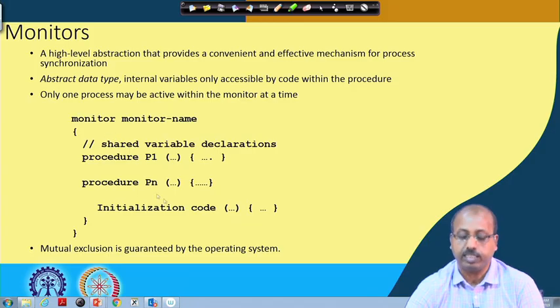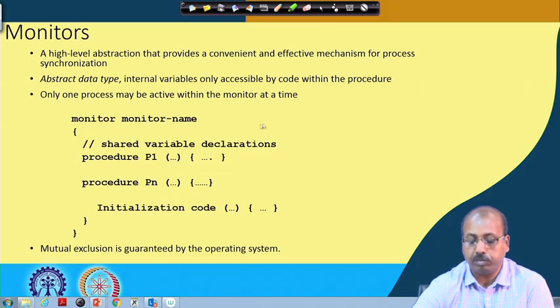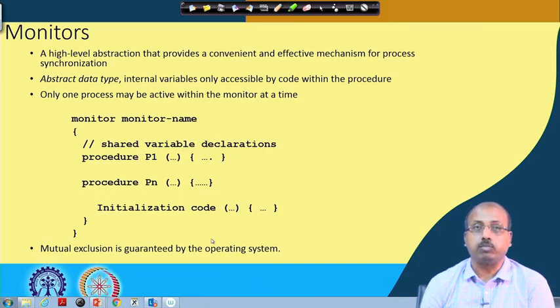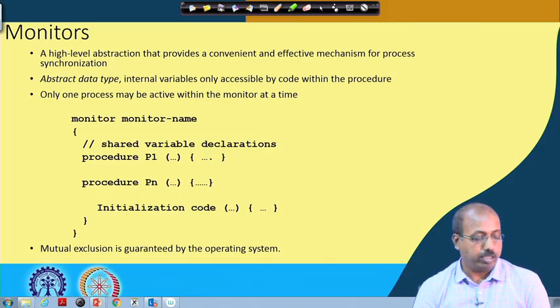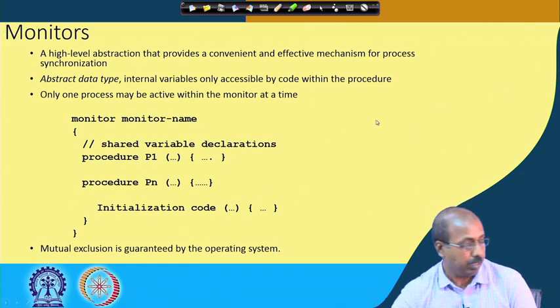Whenever this monitor is created, this initialization code is executed. After that, any outside process can call one of these procedures, these access routines P1 to Pn, for getting some job done, and mutual exclusion is guaranteed by the operating system. So this monitor boundary, this mutual exclusion, is guaranteed automatically.